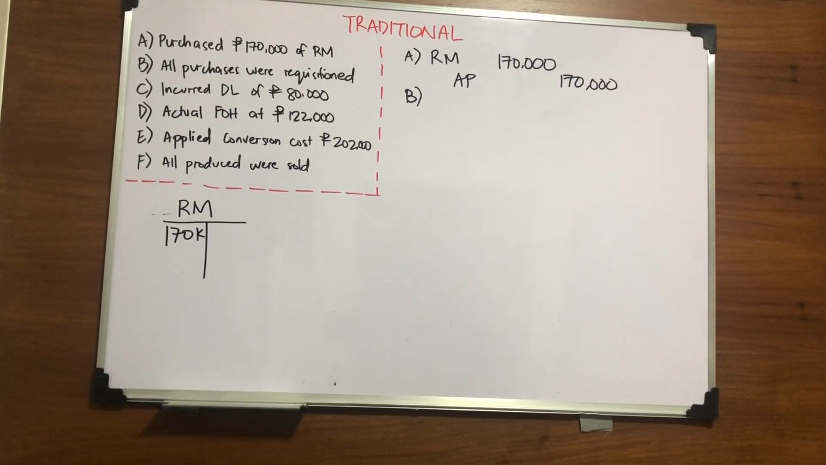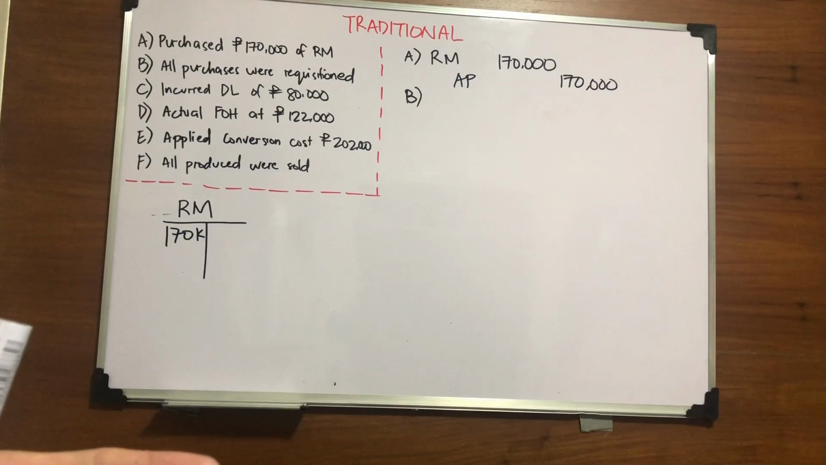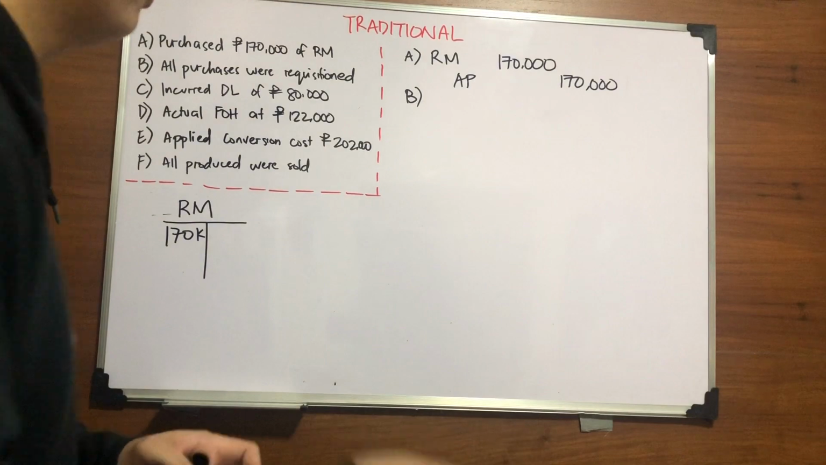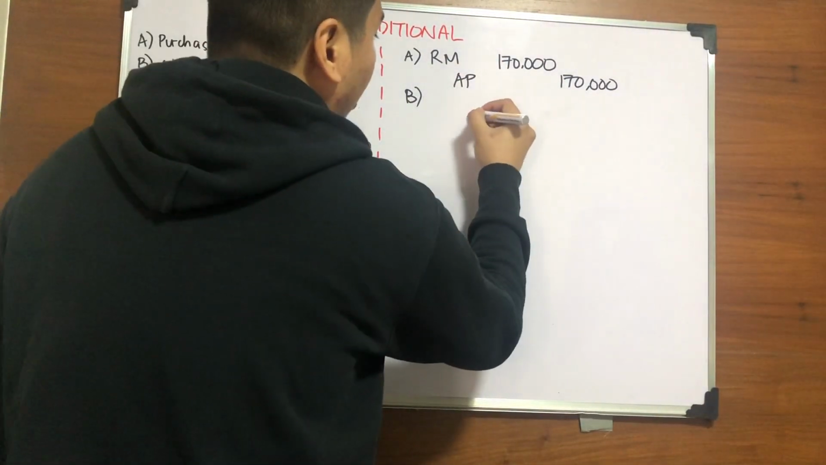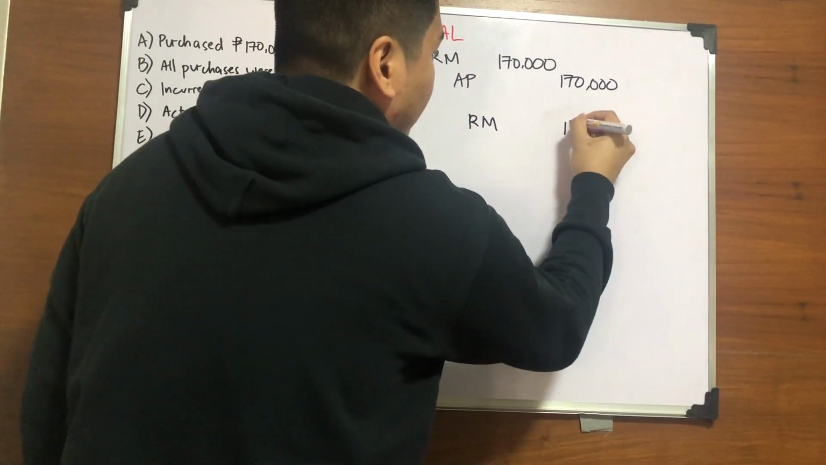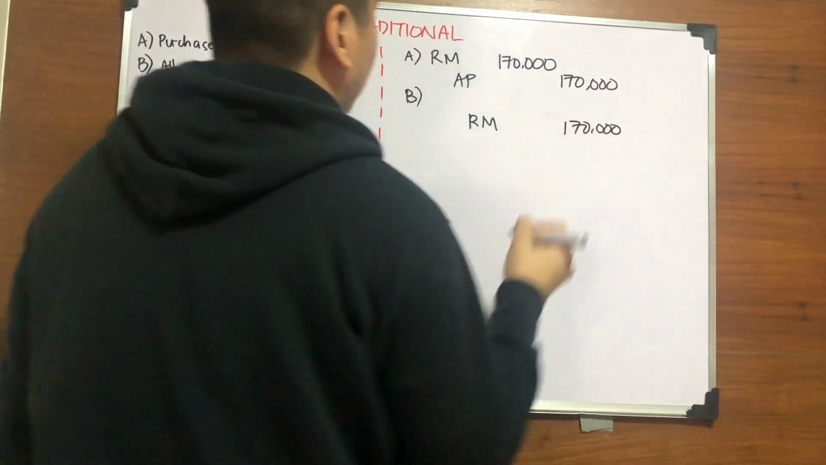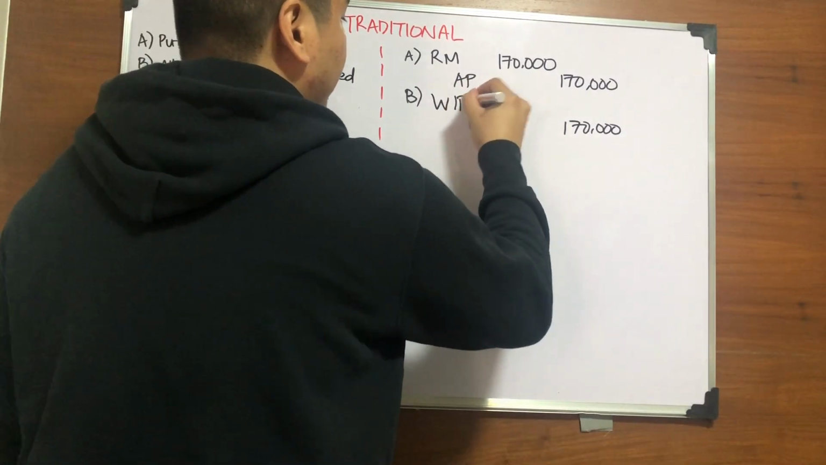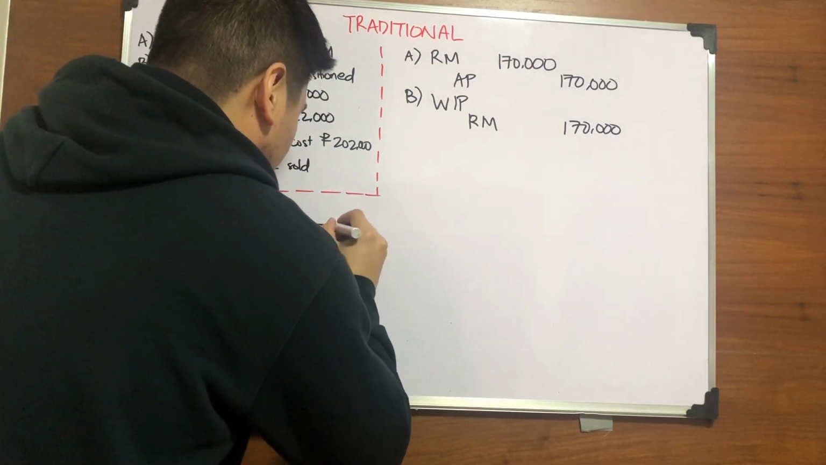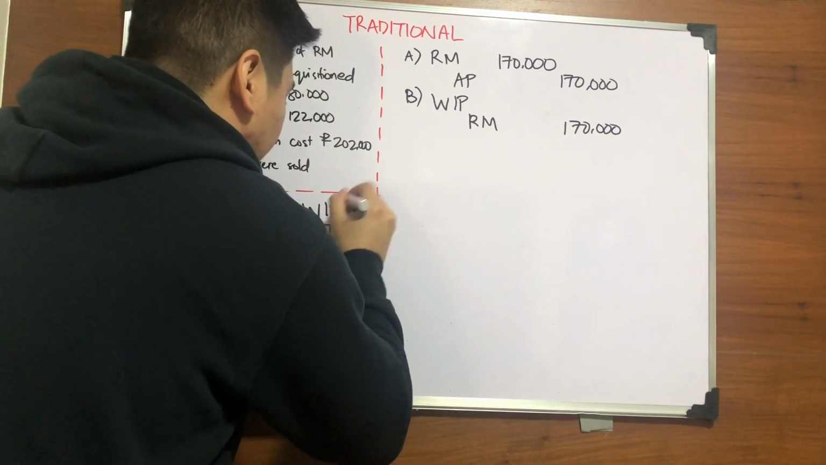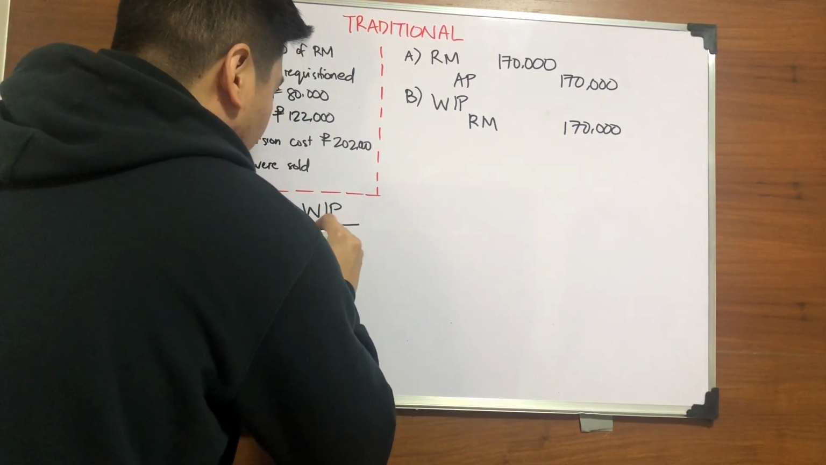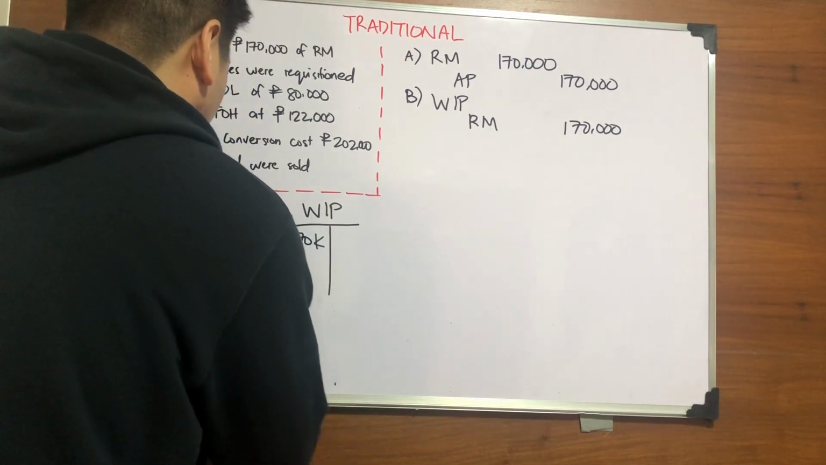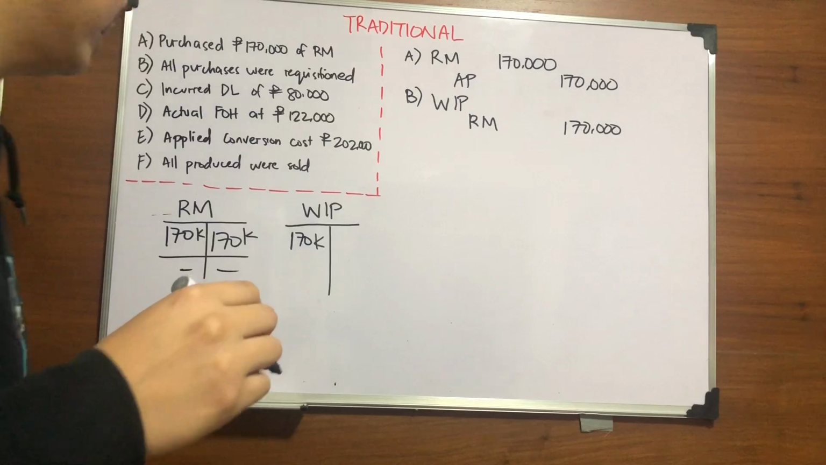So we will convert this now from raw materials. It will now jump into the work in process department. Okay, so we will just reverse this. We will credit raw materials for 170 since all were requisitioned, and we will debit work in process inventory. Okay, so we will recognize 170,000 worth of WIP and we will close out the raw materials account. So that is nil already.